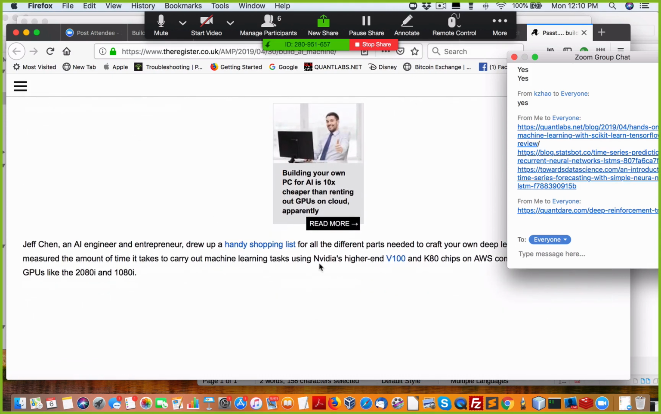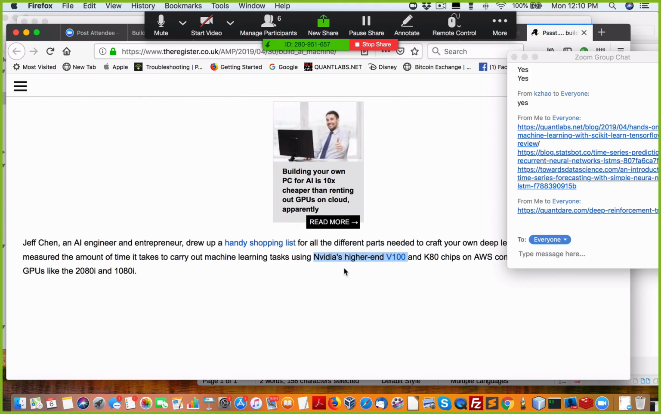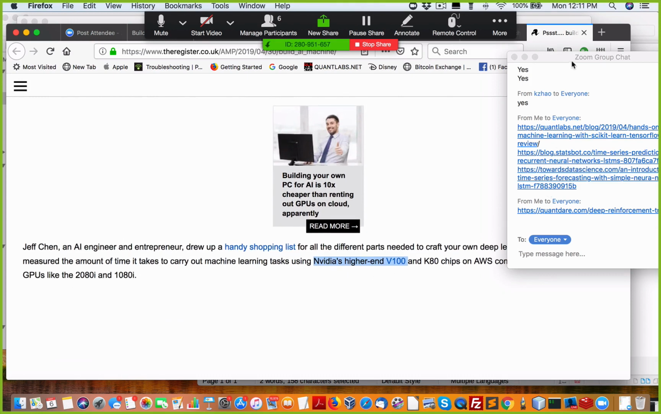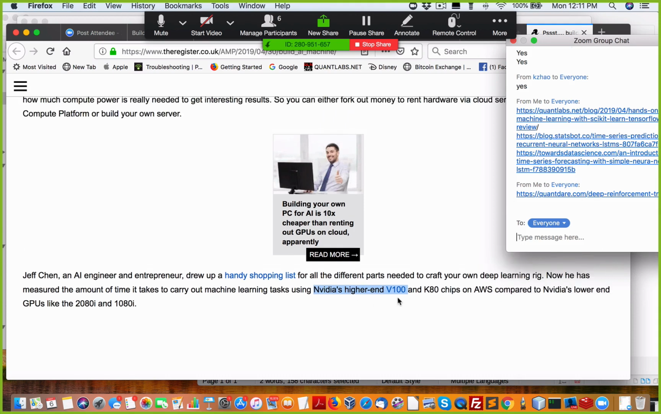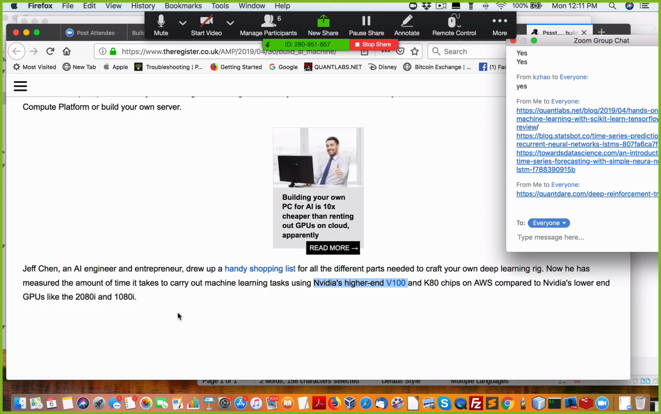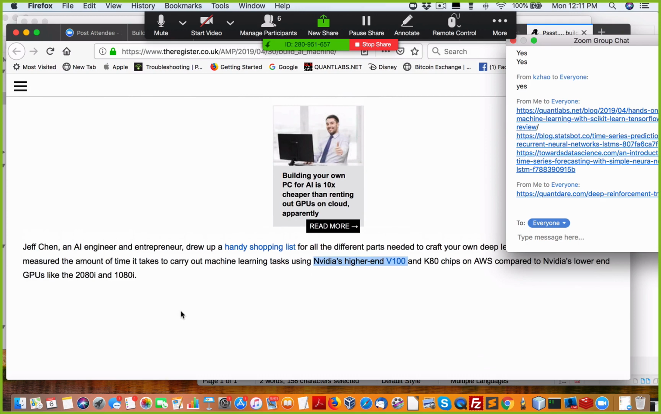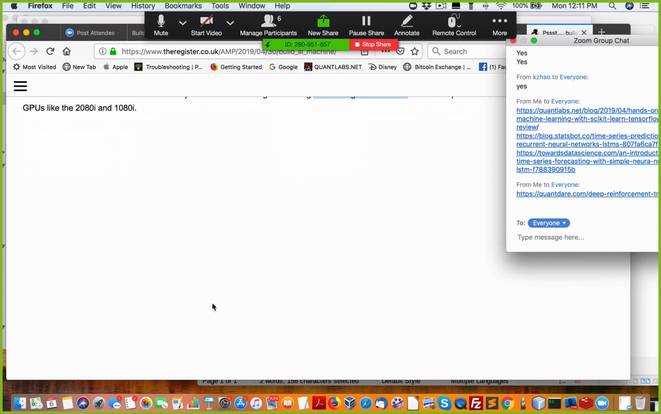This is a very good article, and the chips I'm talking about are these. And I'm no expert in this. I don't even know any of this stuff, but I'm just going to depend upon what's being typed out here as a set of options. So we have this higher end V100 K80 chips versus the lower end 2080 and 1080 chips. So obviously it's going to be a cheaper solution for you.